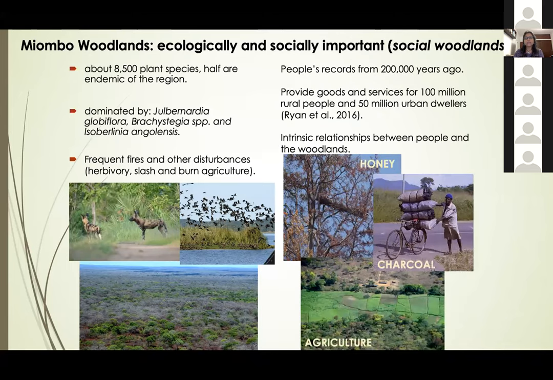Socially, the Miombo provides goods and services for a large proportion of the population, both rural and urban, in Southern Africa. Because of this long-term relationship, there are intrinsic interactions between people and the woodlands, and these interactions need to be taken into consideration when managing the woodlands. The pictures are just a few illustrations of the resources from Miombo supporting the livelihoods of our population.